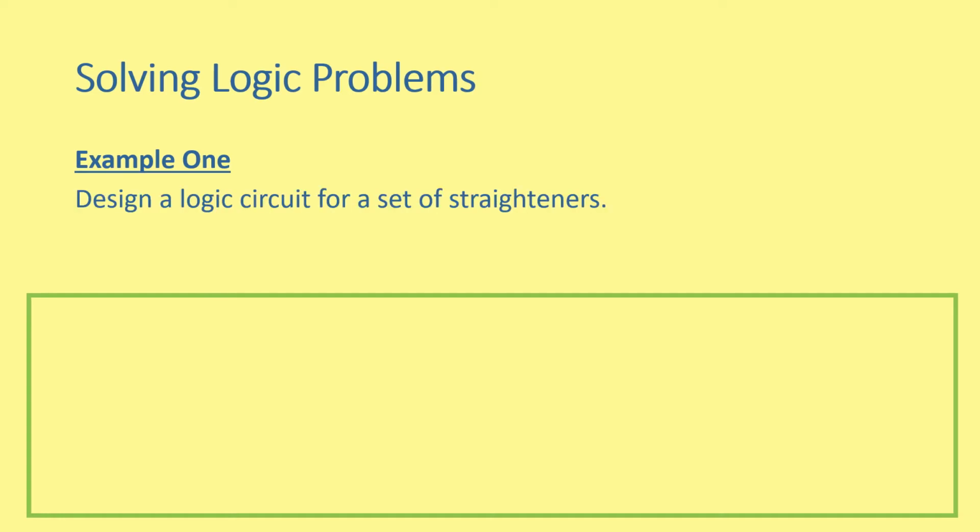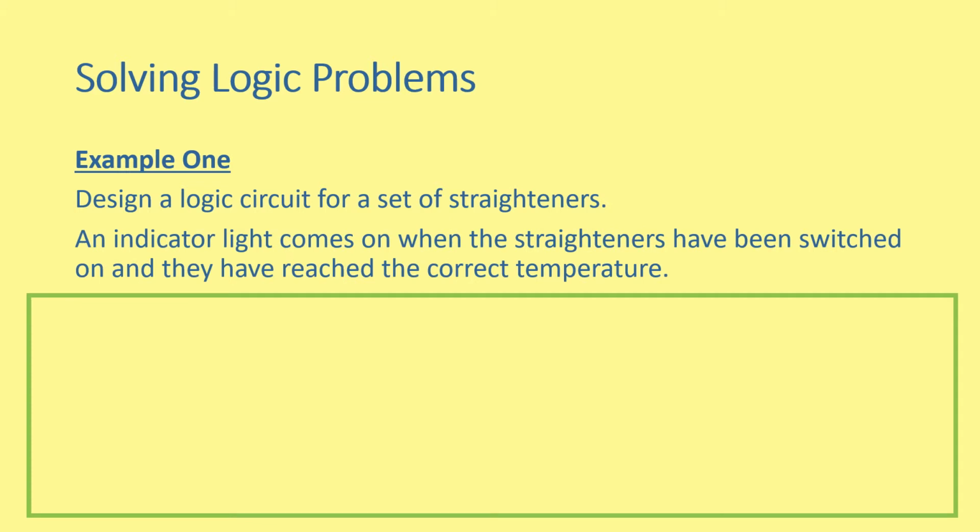Example 1. Design a logic circuit for a set of hair straighteners. An indicator light comes on when the straighteners have been switched on and they have reached the correct temperature. Remember, you can pause this to have a go at the examples before you have a look at the solution.